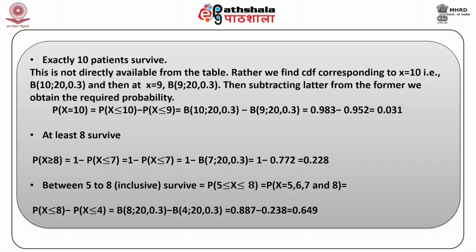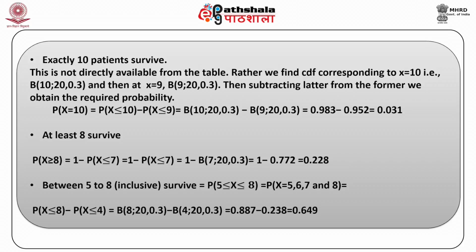This value 0.772 has been obtained from the table corresponding to n equal to 20 and p equal to 0.3 with the success x equal to 7. Similarly, if we are including both 5 to 8, that is, between 5 and 8 people survive, then this will be equal to the probability that capital X takes a value greater than or equal to 5 but less than or equal to 8. Which means, in a way, we want to find the probability that X takes the value 5, 6, 7 and 8.